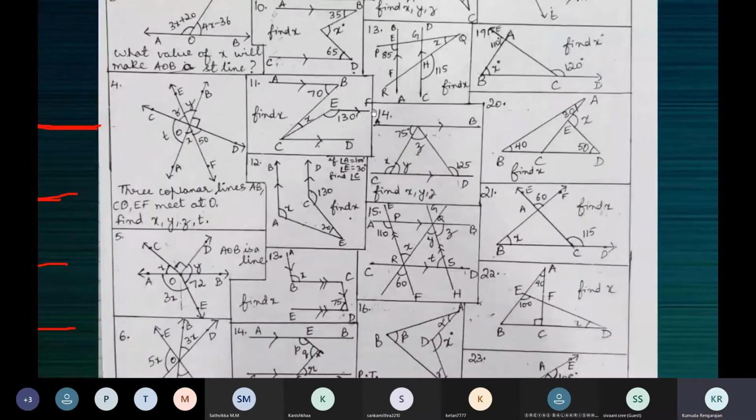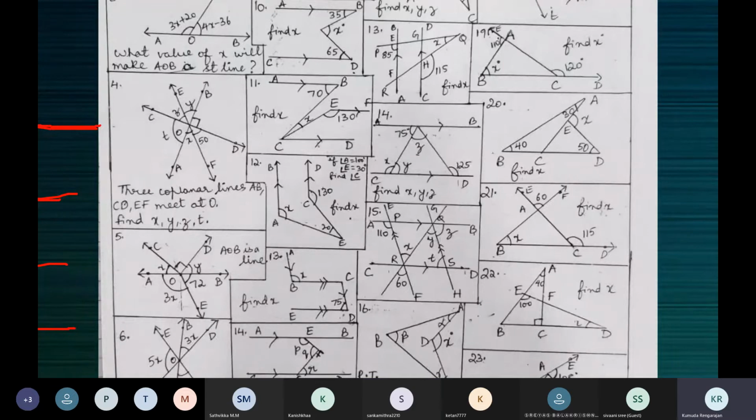So children, it's like this here. Who can tell me the parallel lines and the transversal for 130 degrees and this angle? Which are the parallel lines and which is the transversal? Ma'am, EF and CD are the parallel lines and CE is the transversal. Somebody else? EF and CD are the parallel lines and EC is a transversal.